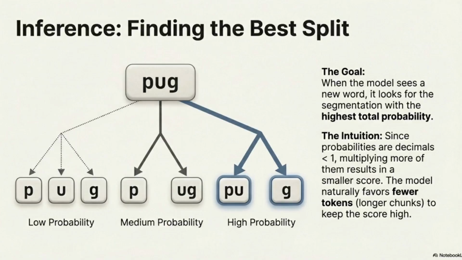When we have a word and we need to tokenize it, our goal is to find the segmentation that has the highest probability. Intuitively, the model usually prefers segmentations with fewer tokens. Because probabilities are numbers between 0 and 1, when you multiply them, the result gets smaller. Therefore, a segmentation with fewer tokens involves fewer multiplications, generally resulting in a higher final score.